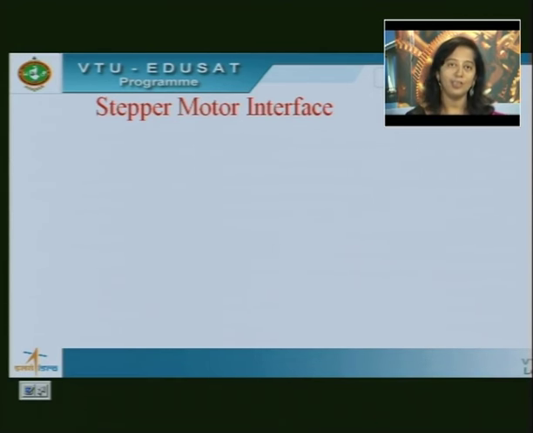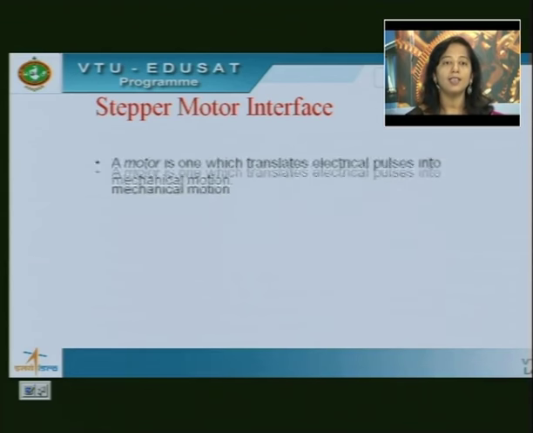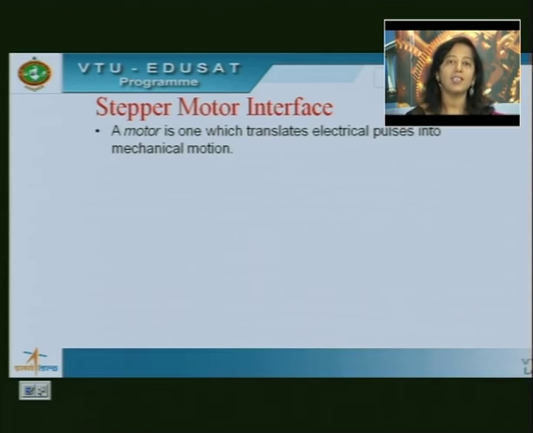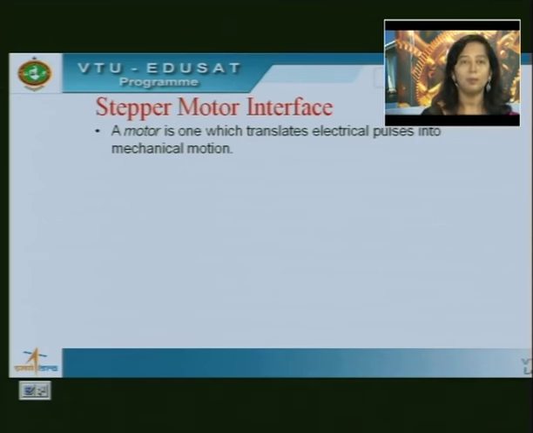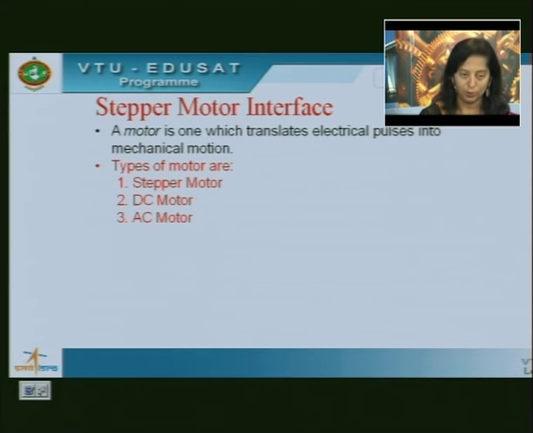So generally, what is a motor? A motor is a device which translates electrical pulses into mechanical motion. Electrical energy is converted to mechanical energy, especially here as rotational energy because we rotate a shaft. The types of motor, as already mentioned, are stepper motor, DC motor, and AC motor.